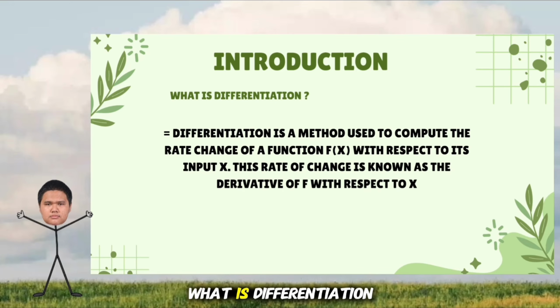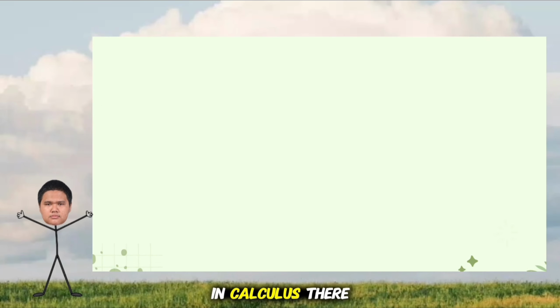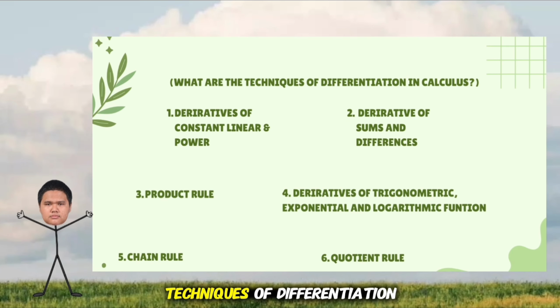So, what is differentiation? Differentiation is a method used to compute the rate of change of a function f(x) with respect to its input x. This rate of change is known as the derivative of f with respect to x. In calculus, there are so many techniques of differentiation, which include the derivative of constant, linear, and power.